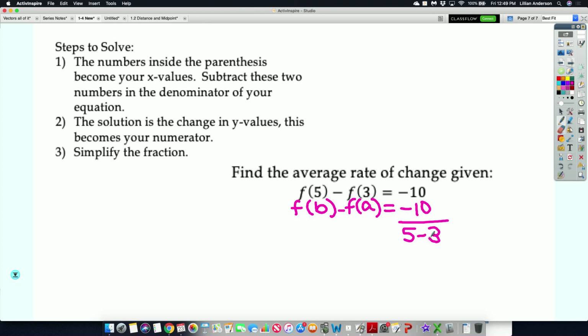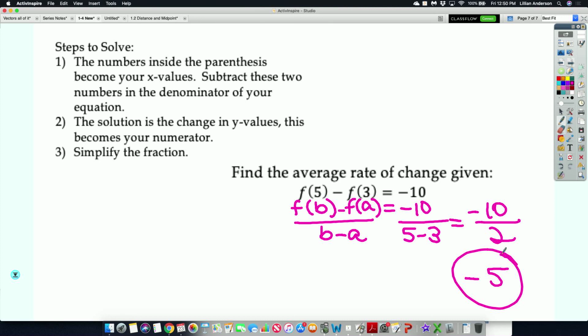Did everybody catch that? Like the only thing we're missing in this is the B minus A part. Okay? 5 minus 3 is? A little louder? 2. And what's negative 10 divided by 2? So then the average rate of change for this particular function, whatever it was, negative 5. And that, you guys, is how you find the average rate of change given a function, a graph, a table, or the notation.